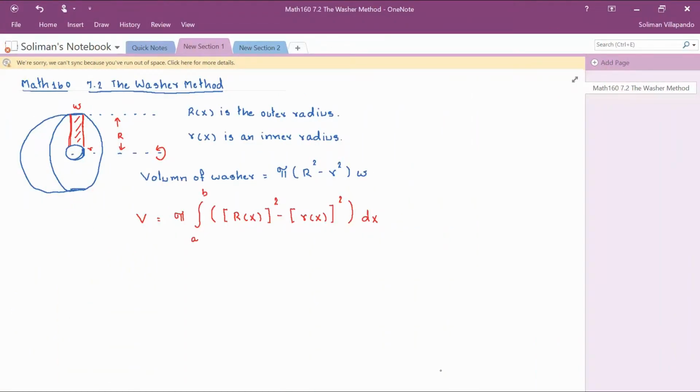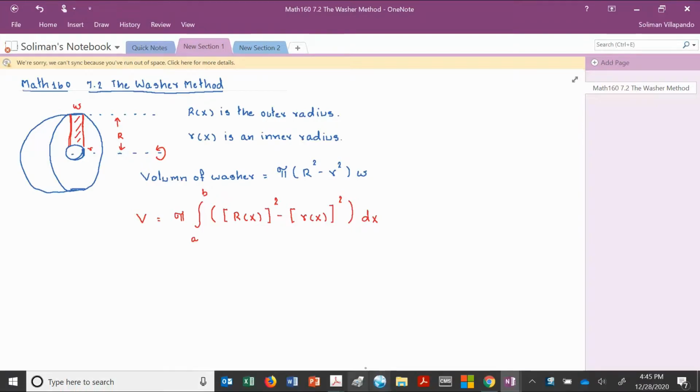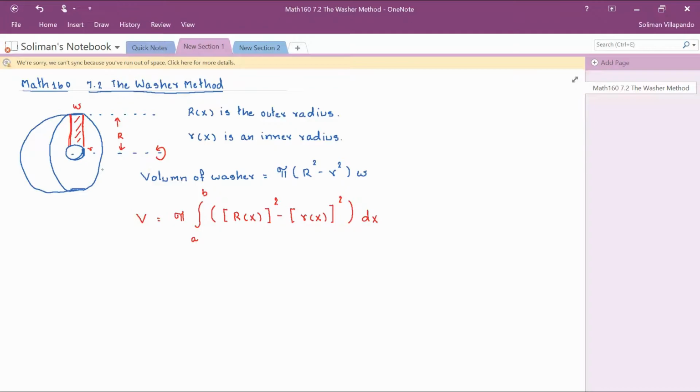Continue our Calculus 2 section 7.2. We did the disk method. This is still 7.2. We're going to do the washer method. The difference between the disk method and the washer method is that in the washer method you have a hole. As you can see in the picture here, you have a bigger circle and a smaller circle here, which is a hole.